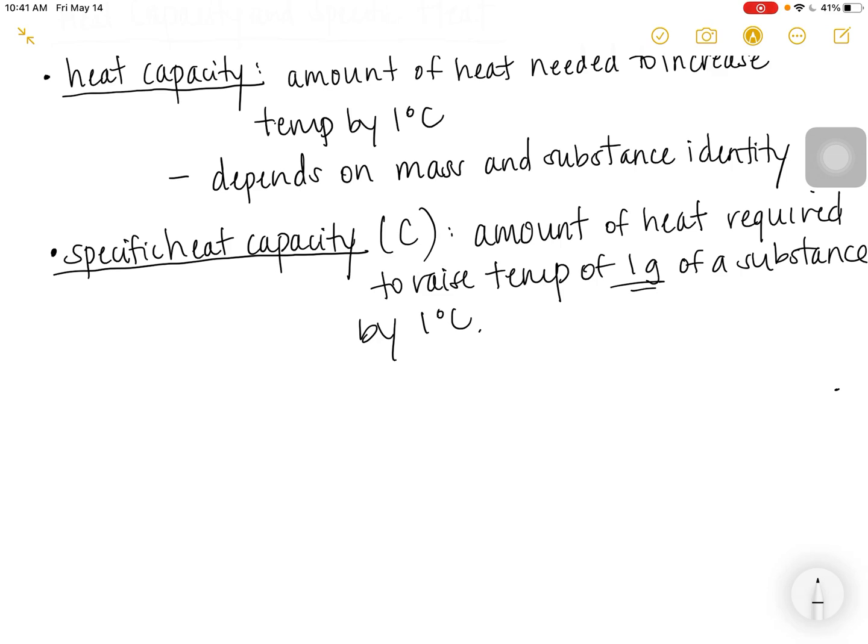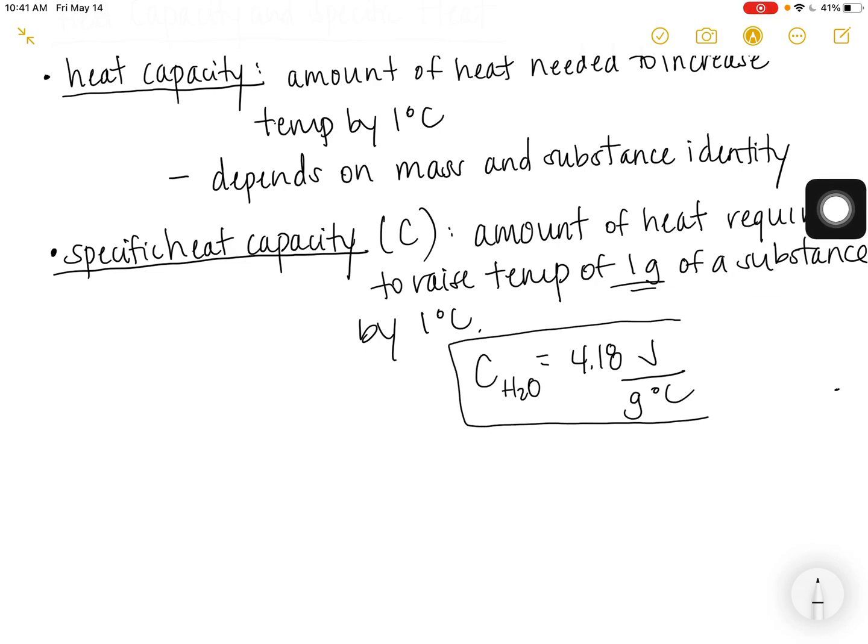So now we can start to compare substances across the board because we also have a mass component of this quantity. Okay, so just so you know, the specific heat of water, which we'll be using a lot, is 4.18. And the unit here makes sense because it's joules per gram degree Celsius. See the amount of heat required to raise the temperature of 1 gram by 1 degree Celsius. So we'll be using this a lot.